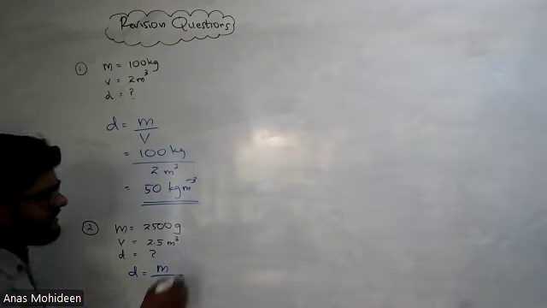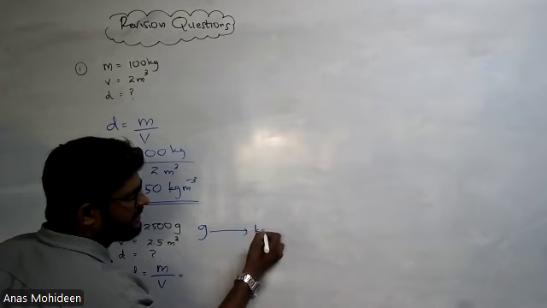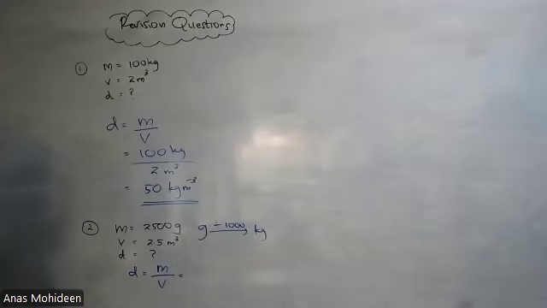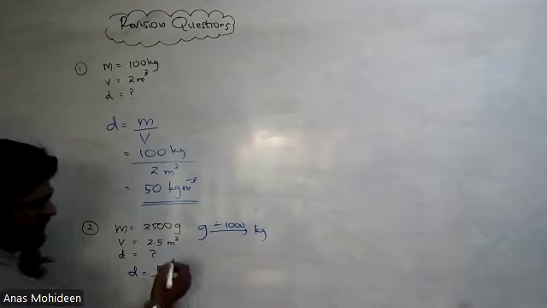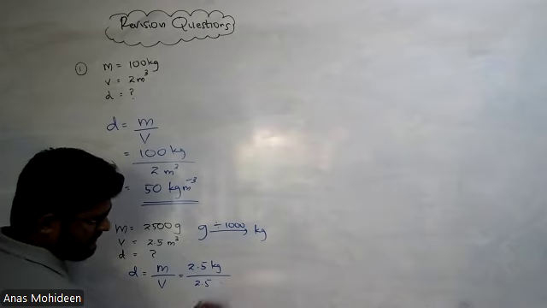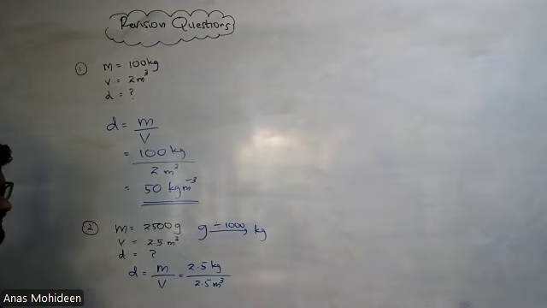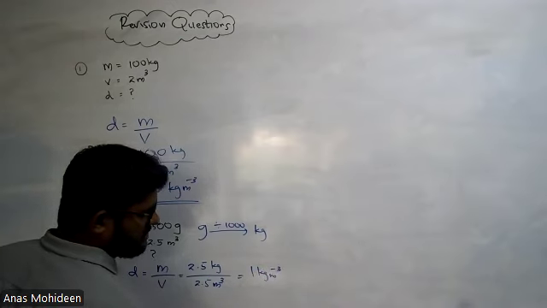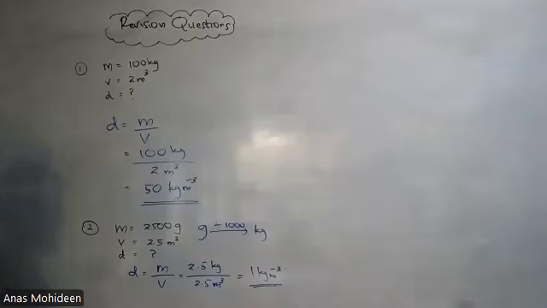2.5. So why do I divide that? To convert grams into kilograms, you have to divide by 1000, because 1 kilogram is equal to 1000 grams. So straight away we write 2.5 kilograms divided by 2.5 cubic meters. So what is the answer there? 1 kilogram per cubic meter. You understand that? So this is how we convert.